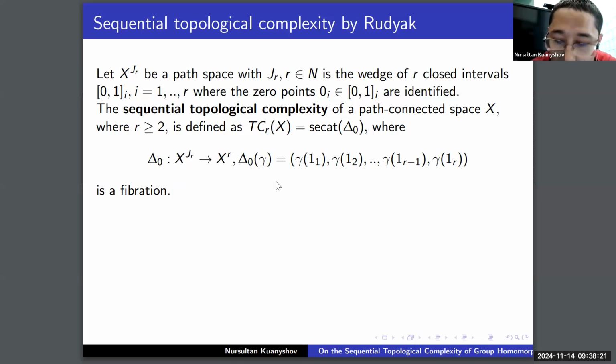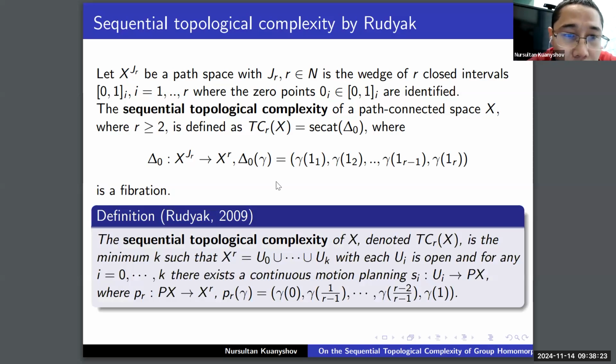Okay, and it's not hard to see that his definition is the same thing as the following definition. The sequential topological complexity of X, denoted TC_R(X), is the minimal number K such that X^R is covered by K plus 1 open sets, each set admitting a continuous motion planner. And here the fibrations are defined: you take a path and you evaluate it at each vertex.